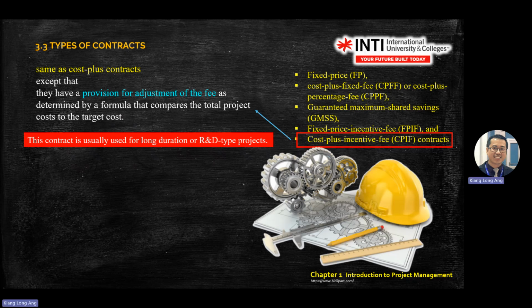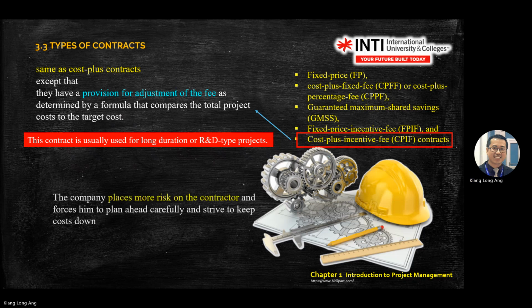So the last one is more on R&D projects. For example, you take a project from the ministry, like the ERL train projects and all this. This one is on R&D projects, for example, military projects, where you help them do some R&D. And for example, the COVID kit, all these things are under this one, cost plus incentive fee. In this one, the company places more risk on the contractor. It means the Ministry of Health will subcontract to the pharmaceutical company: you go and do one test kit for us. Then you negotiate the provision.